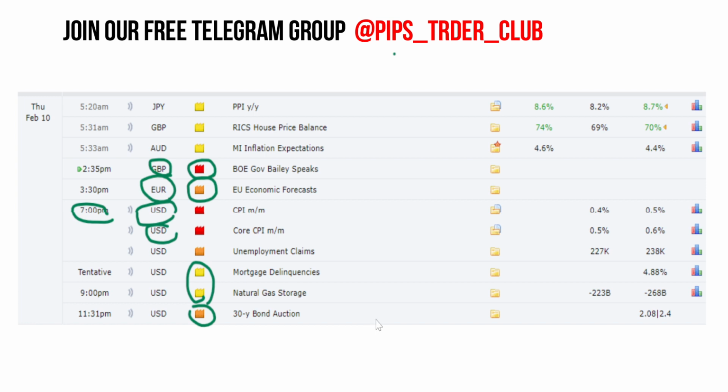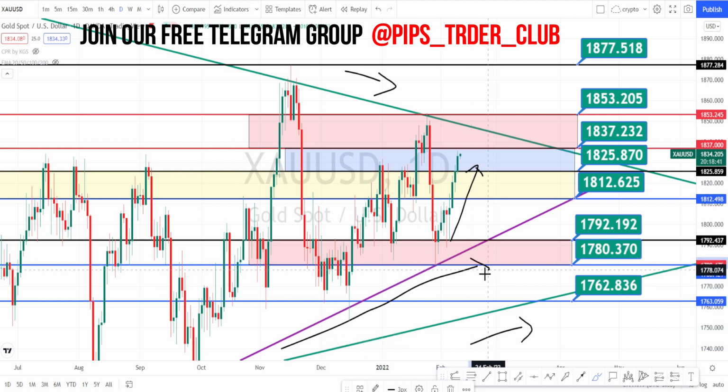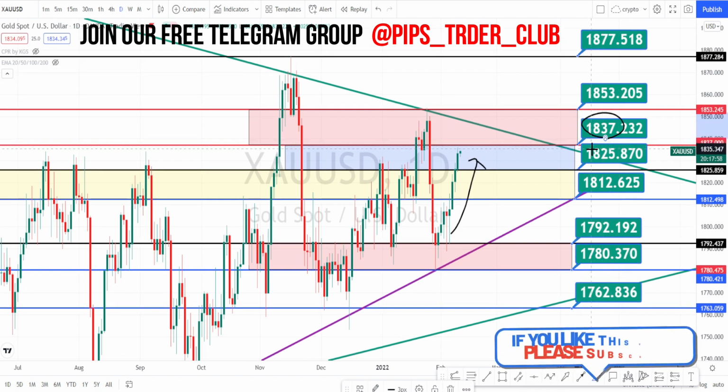Let us start with the analysis. I'm in daily time frame now. When we look at the price action in daily time frame, currently the price action is in a very nice bullish trend, and we already know that it is trading between the symmetric triangle pattern, and within this symmetric triangle pattern it is in a very nice bullish trend, and currently the price action is trying to test this resistance level of 1837.